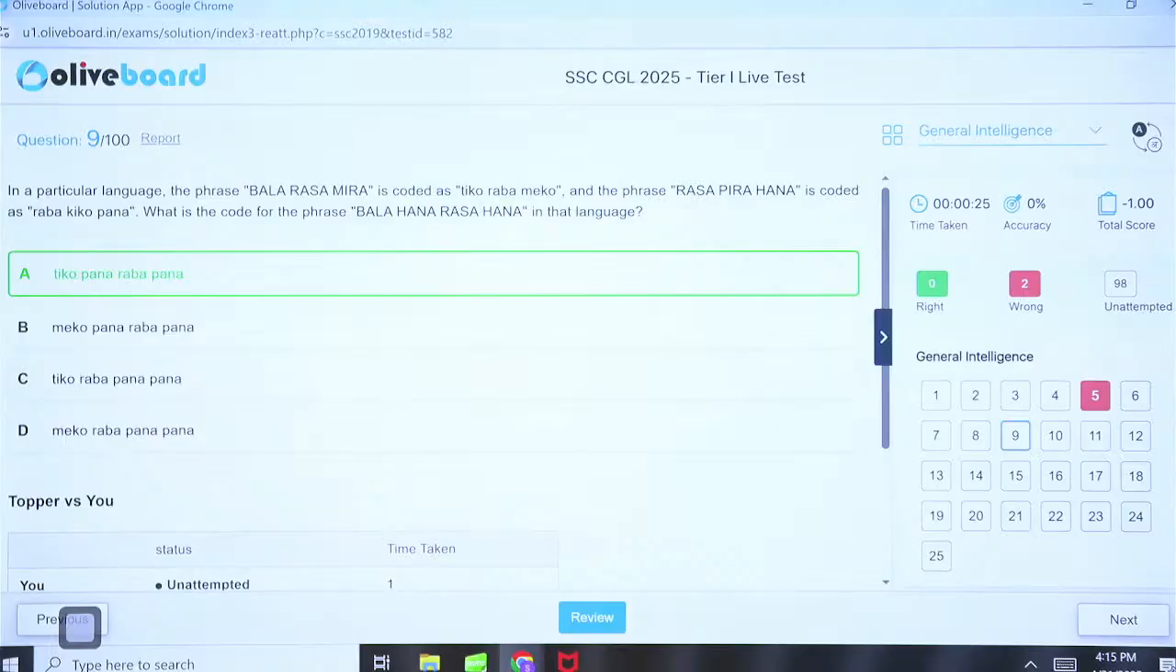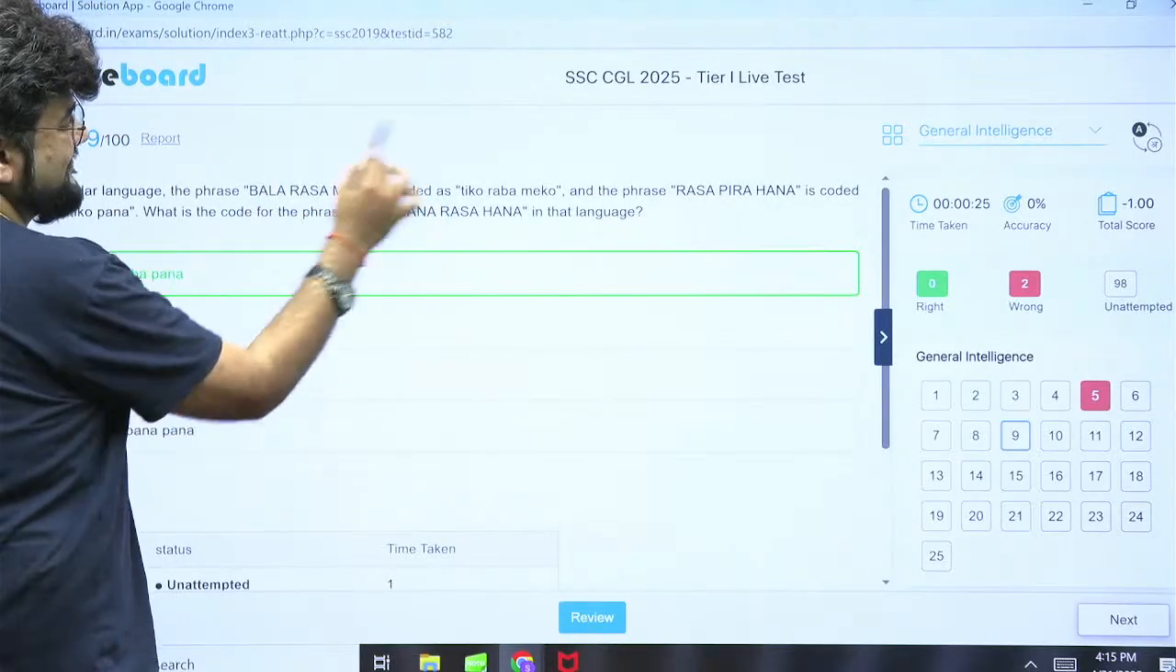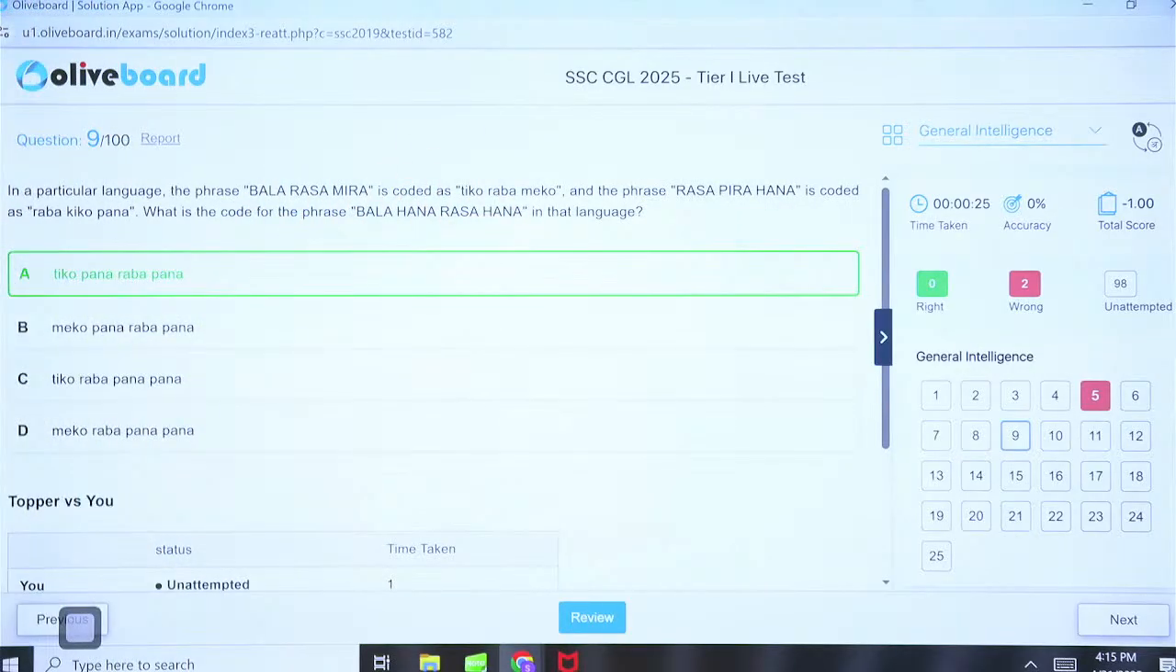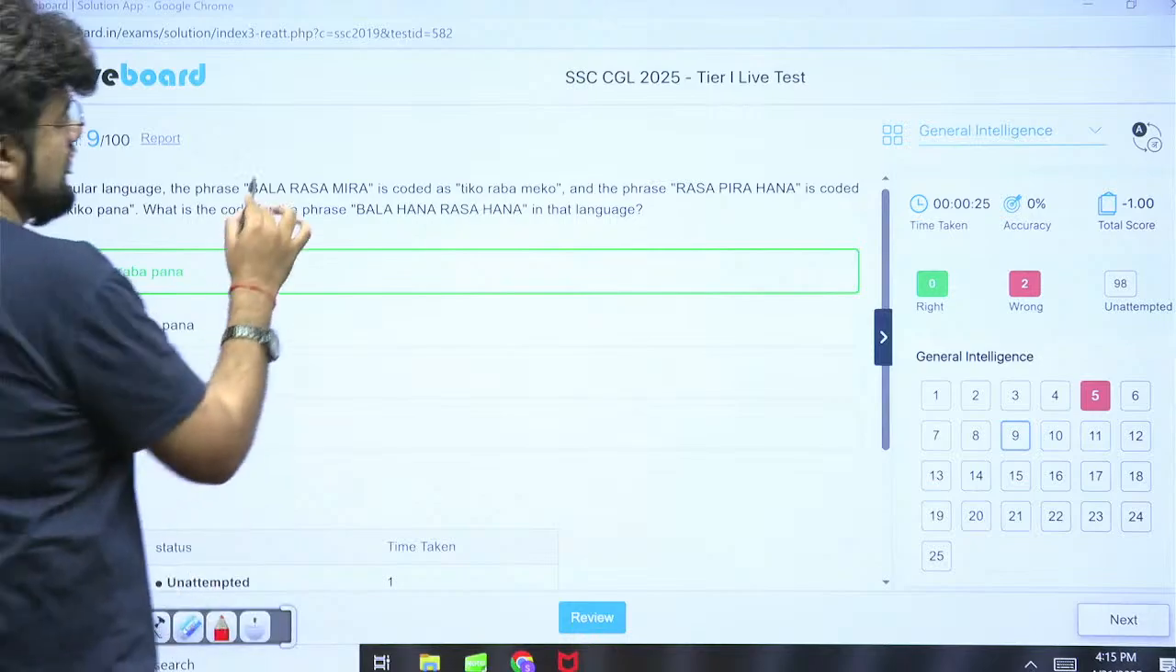So Bala means they have picked up the first one, no? So that is also coming here also. Instead of Tico, they could have taken Meera. Rasa means Raba, no? Oh, okay. This is substitution, I believe. First, second, third. Yeah? Rasa means Raba, Pira means Kiko and Hana means Pana. Yes, correct. So positionally, substitution is working here. Very good. Thank you.